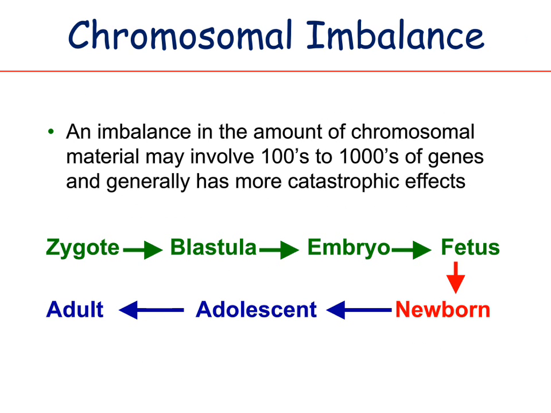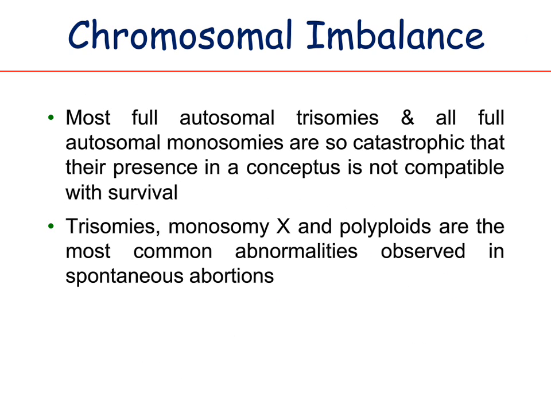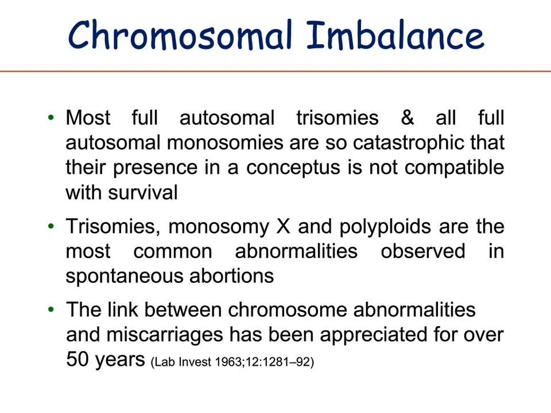We know that most full autosomal trisomies and all full autosomal monosomies are so lethal that their presence in the conception is not compatible with survival. Trisomies, monosomy X, and polyploids we know are the most common abnormalities observed in spontaneous abortions. And if we look historically, this link between chromosome abnormalities and miscarriages has been appreciated for well over 50 years now. One of the first studies that I could find goes back to 1963.